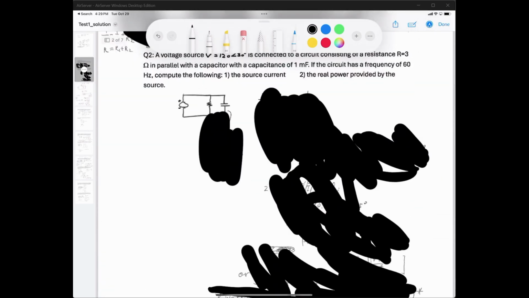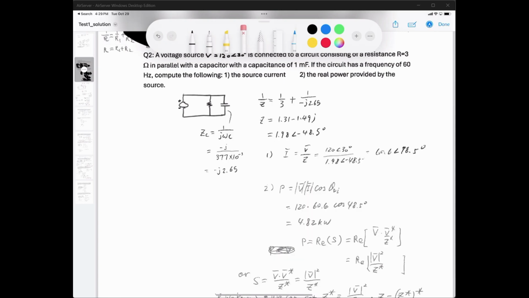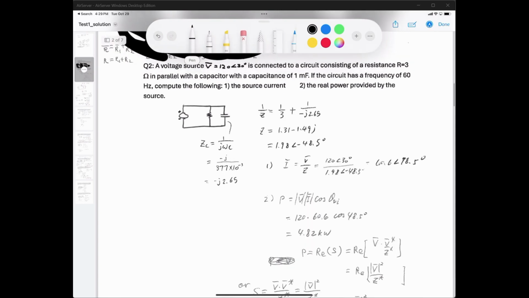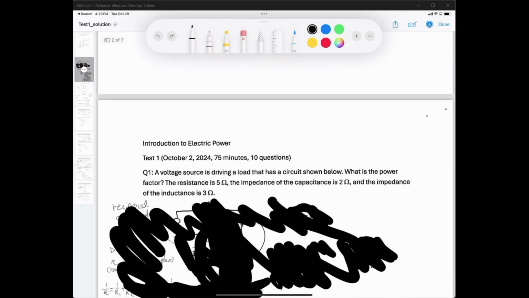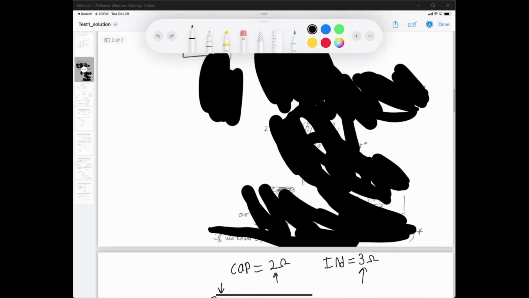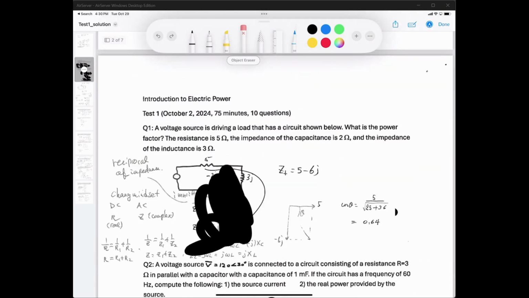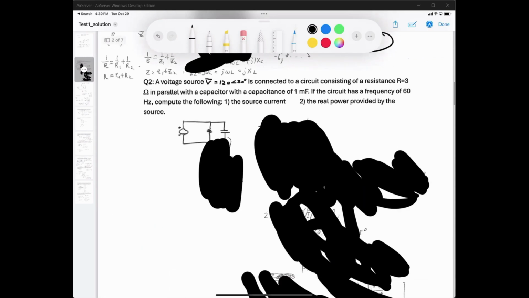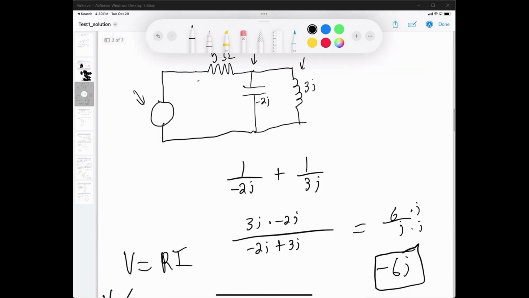If we erase this and unveil what the answer is, we'll get, that's the wrong one. Undo that. For this one, we'll get 0.64. That checks out. Now let's move on to number 2.